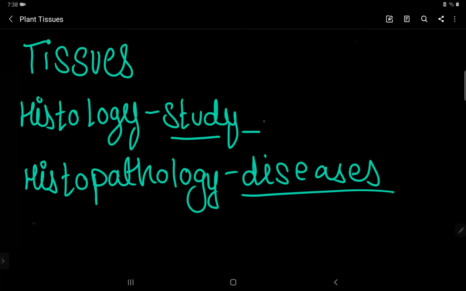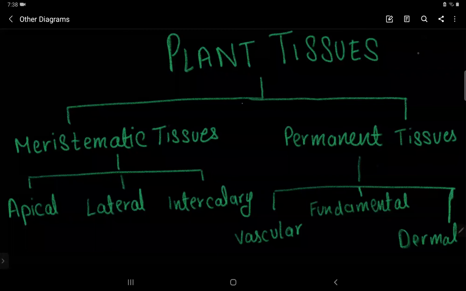So let's move on with our next topic, which is the types of plant tissues. Now let's see the types of plant tissues. Plant tissues are further divided into two parts, meristematic tissues and permanent tissues, about which we are going to be learning in the video ahead.